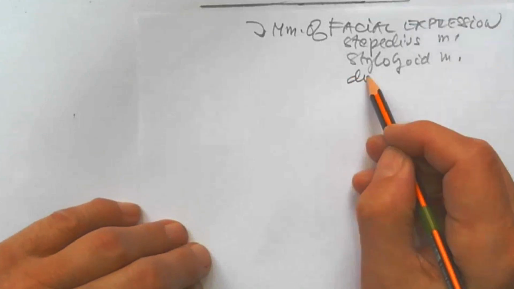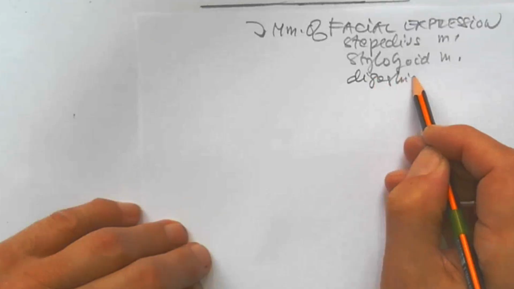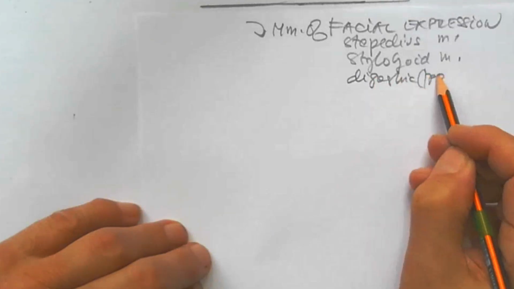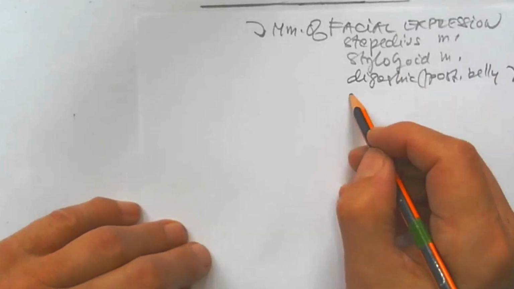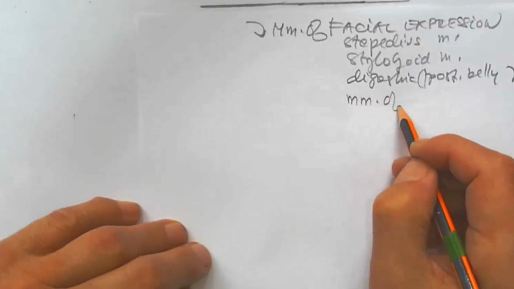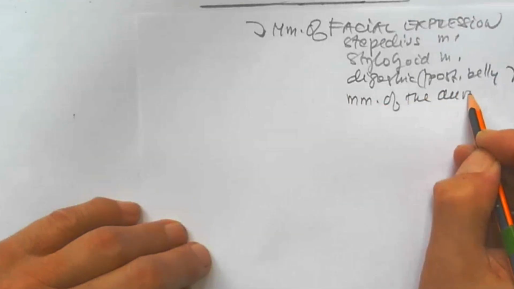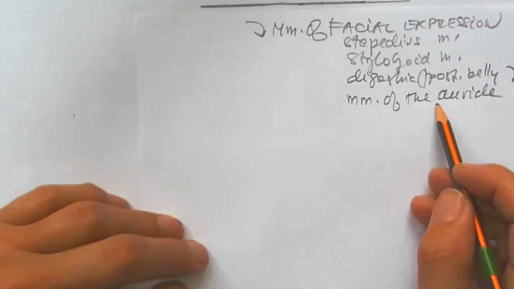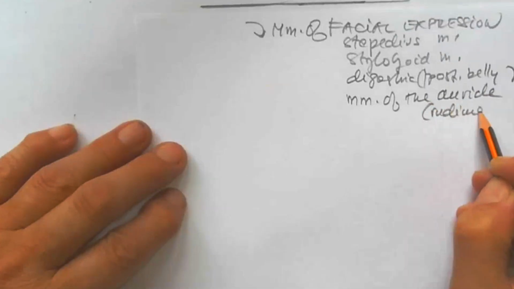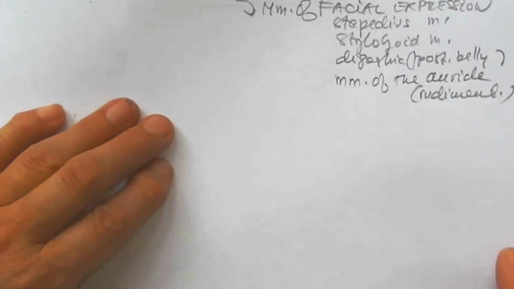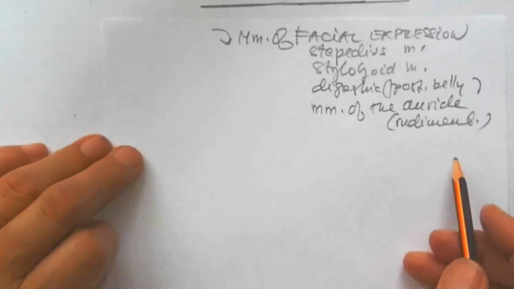Then digastric, again, logically the posterior belly, and all muscles of the auricle. We will not speak about muscles of the auricle because they are rudimental muscles, so we don't need them as human beings.